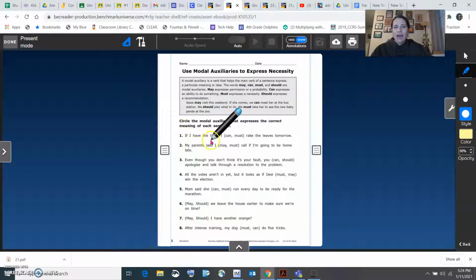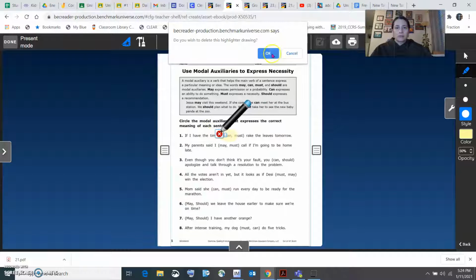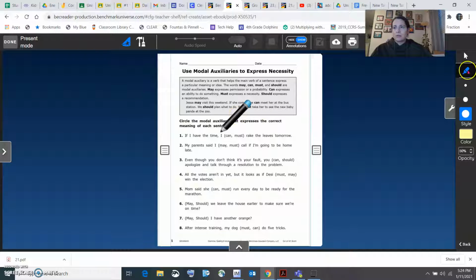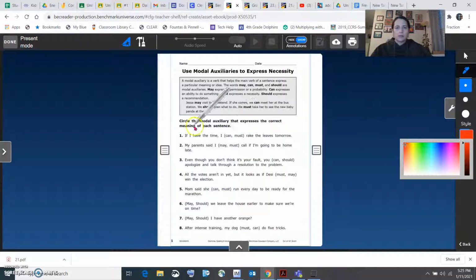Well, since it says, if I have the time, that makes me think that it should be can. Because it's not a must. A must is have to. So we want to use can. And it says, if, I don't like how that looks. Okay. Let's do underline. Let's try that. Let's not do black. Sorry, friends. I'm trying to.